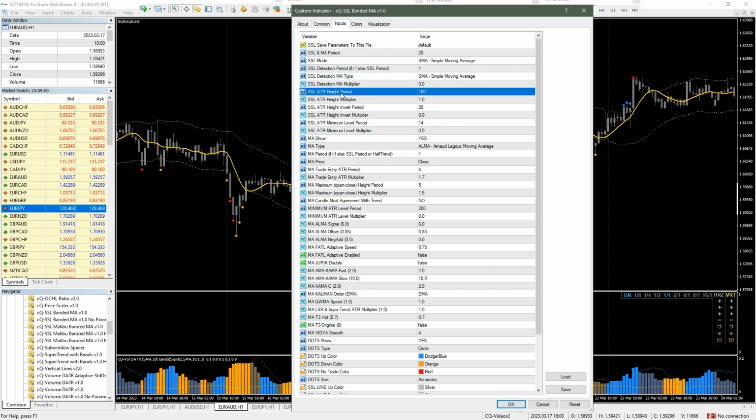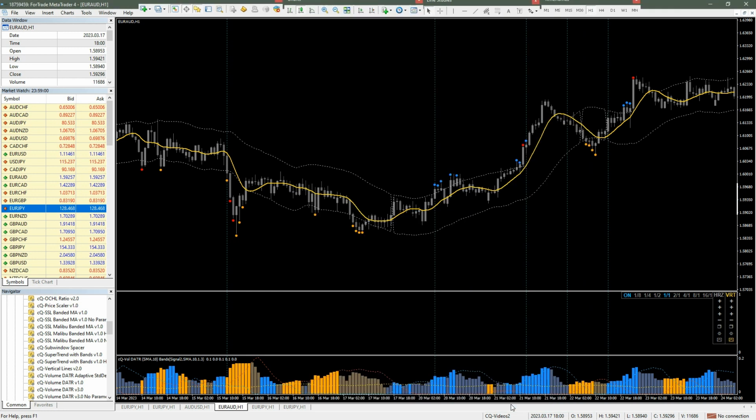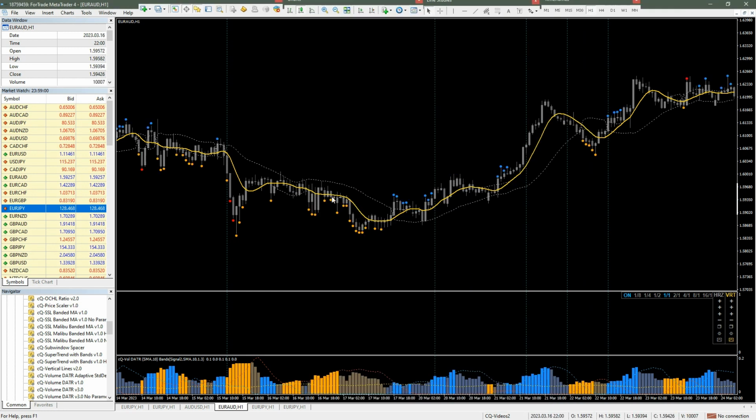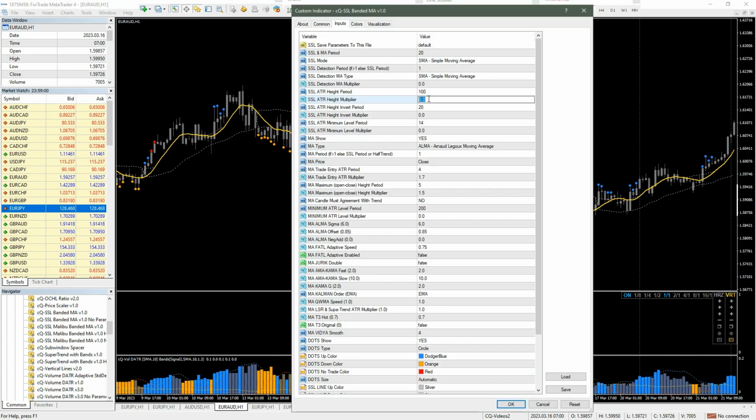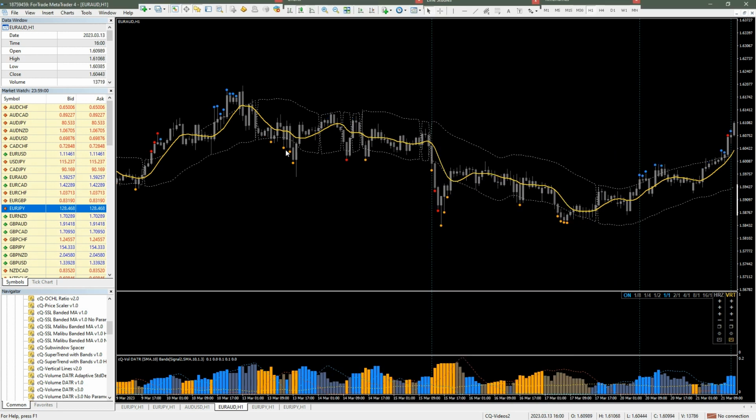I'll put it back to this. And then this ATR height period and the ATR height inverted period. For example, right now this is set to 1, or we can set it to 0. It can see how much closer things are. Sometimes adding this will wind it up. It gives you a little more breathing room.